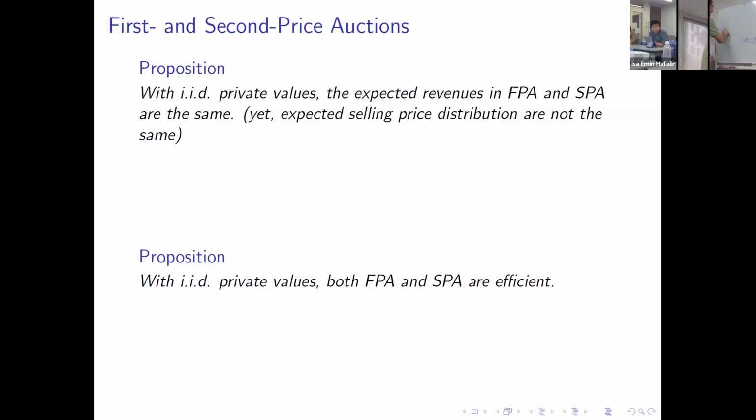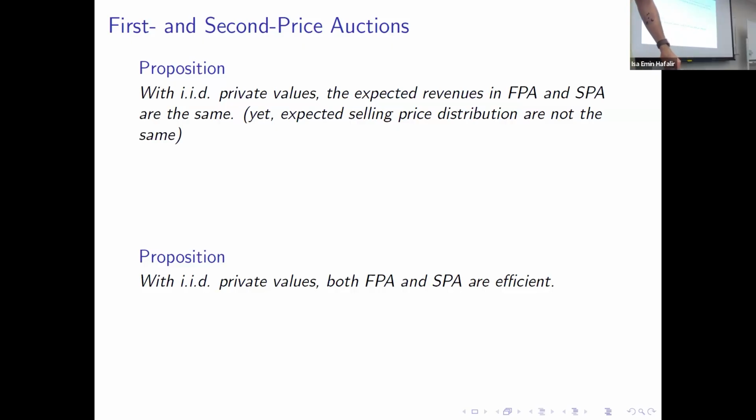If you think about the expected price distribution, this expected selling price in a first price auction and a second price auction, although the interim expected payments are the same, if you think about the ex post selling price distributions, they are obviously not identical, right? Because in a second price auction, the selling prices can differ between 0 and 1.